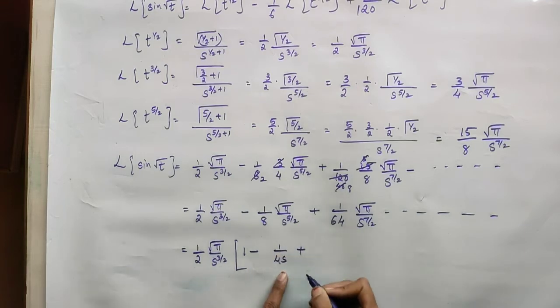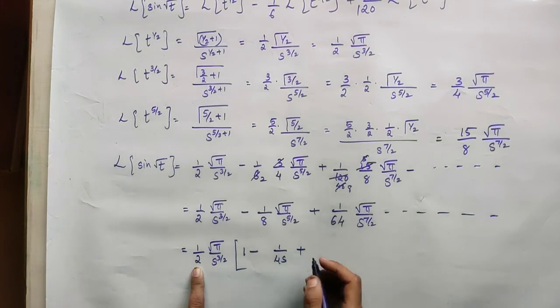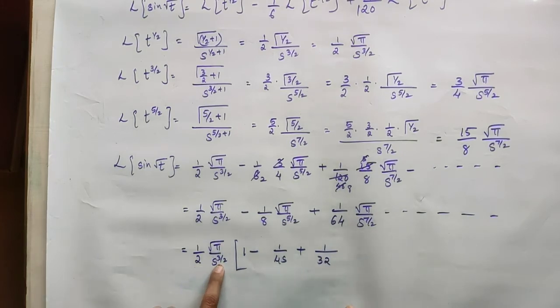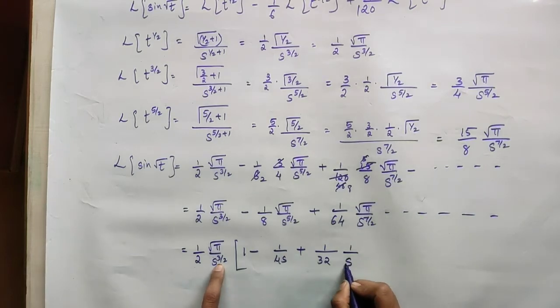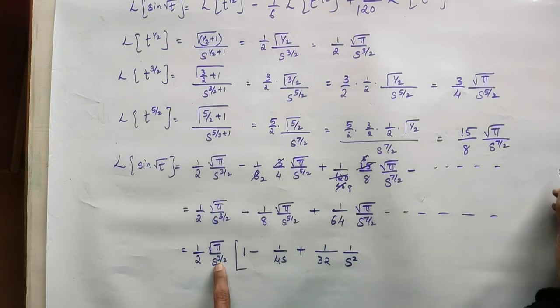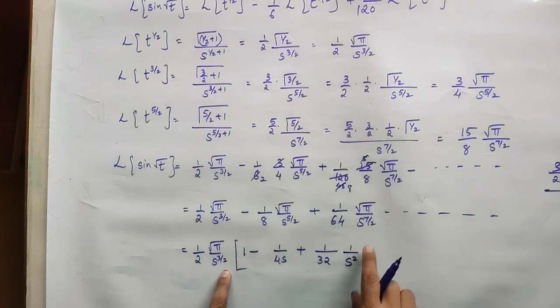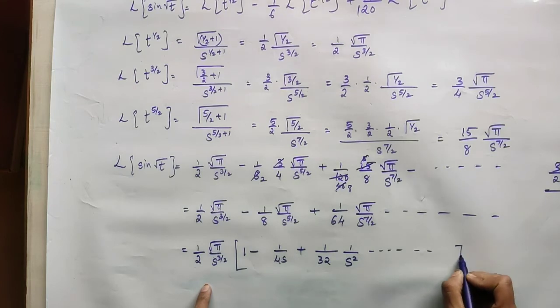Plus, you have only taken 2 outside, so you are left with 1 by 32. Root pi is already outside, 3 by 2 is outside, so what are you left with? 1 divided by s square. Just see, s square plus 3 by 2, what is 2 plus 3 by 2? It is 7 by 2, is it? So 3 by 2 you have already taken out, you should get 7 by 2, so it should be s square over here minus so on.